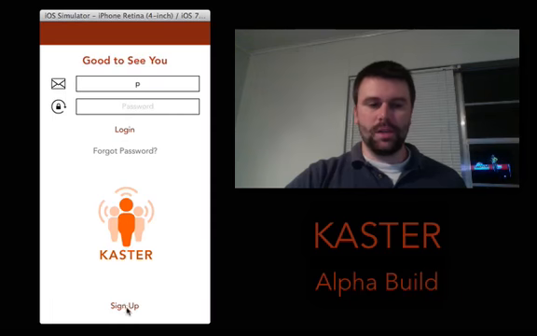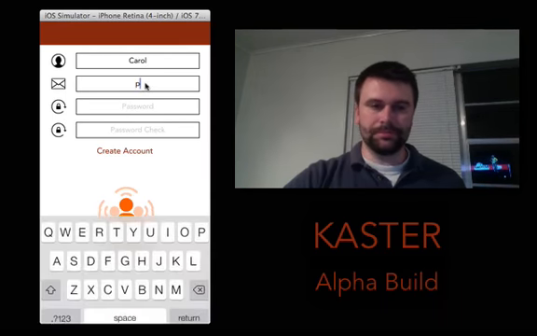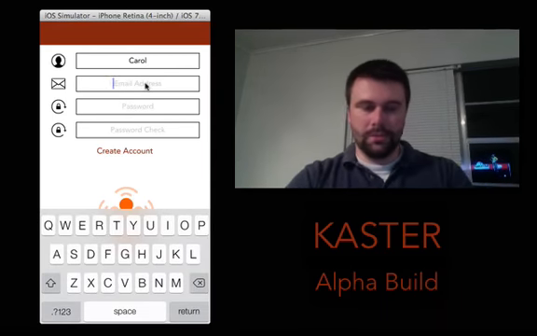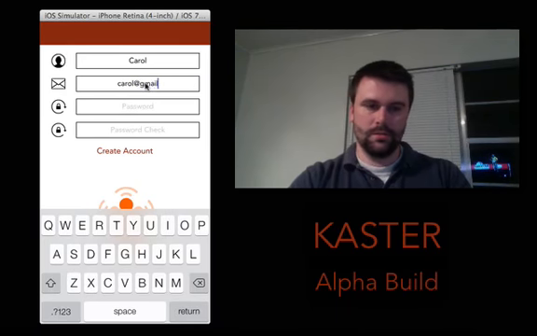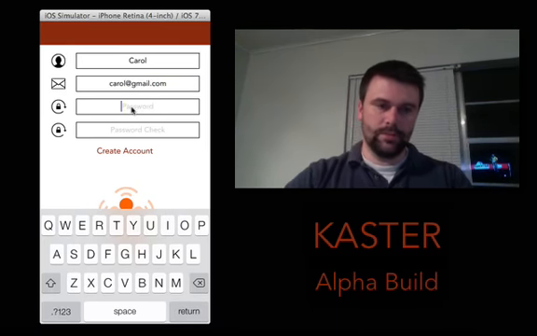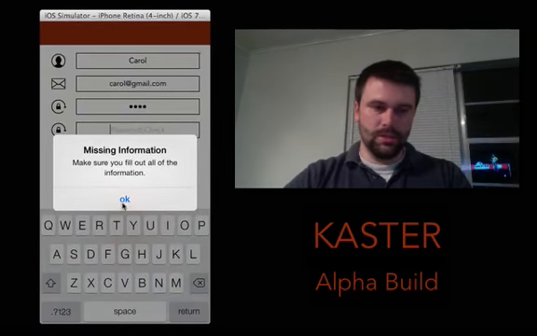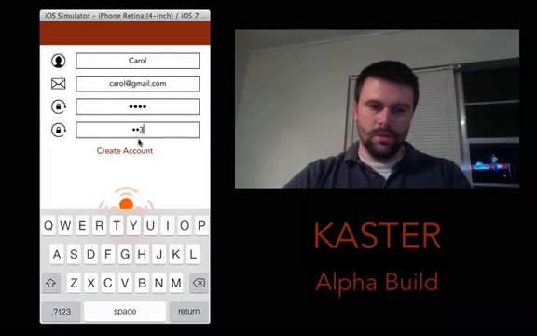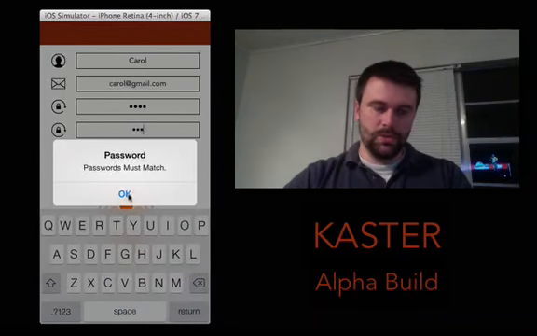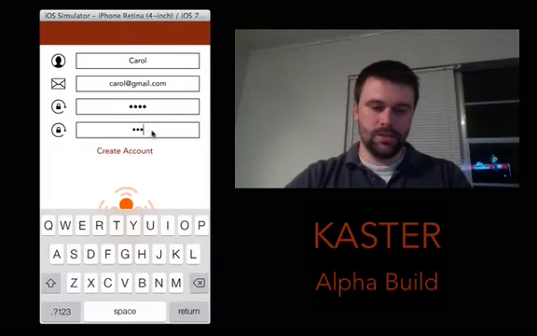Let's say you do need to sign up. I'm going to go ahead and do that. So I'm going to make a fictitious email. My wife's name is Carol. It's 1, 2, 3, 4. If you did try to create it now, it would say you're missing some of the information. 1, 2, 3. Passwords do not match, and they must match. So 4, and that should allow us to actually create.